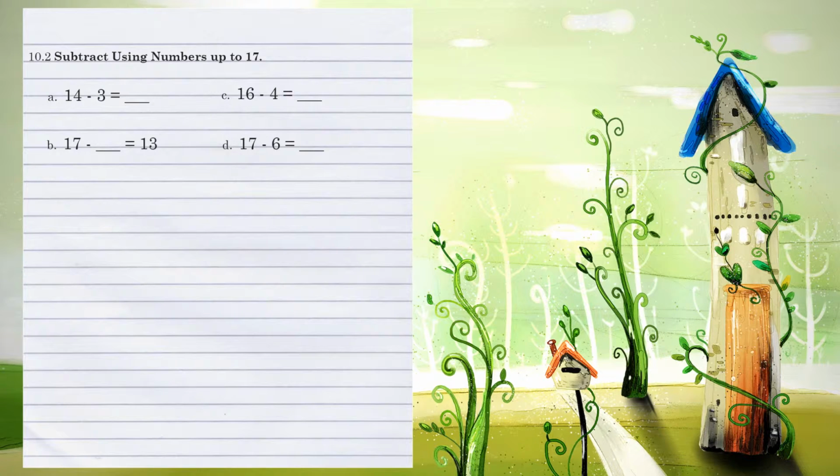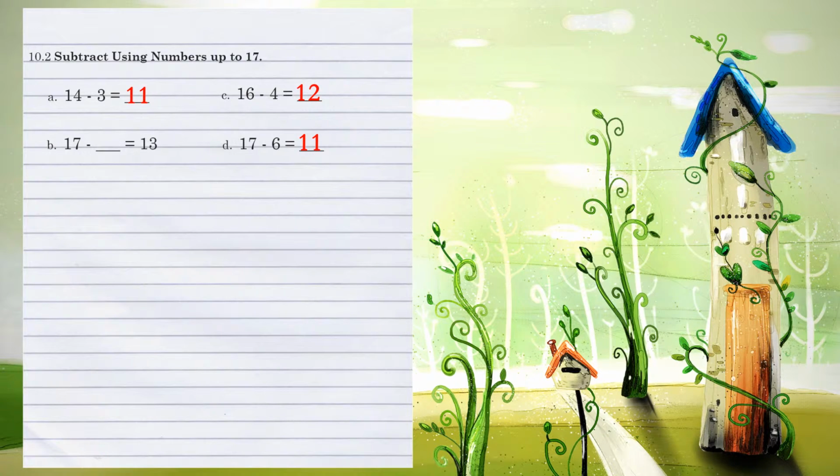Unit 10.2, subtract using numbers up to 17. Example A, 14 minus 3. We're going to first subtract the two numbers in the ones position. 4 minus 3 is 1. And then if we look at the tens column, we only have the one number, so it carries over for an answer of 11. Example B, 17 minus what number equals 13?